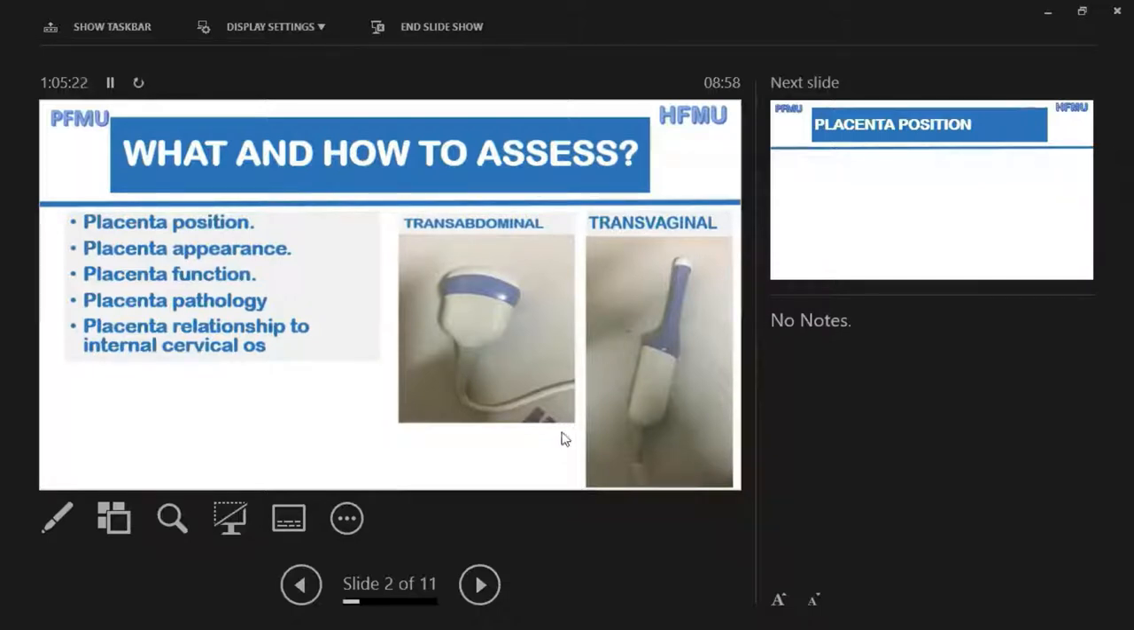Assessment of the placenta can be done transabdominally or transvaginally. So if it's in the upper segment, it's easier to examine the placenta using the transabdominal approach and complete the whole examination using that technique. However, if it's low lying, we may need to combine the transabdominal approach and the transvaginal approach as well.